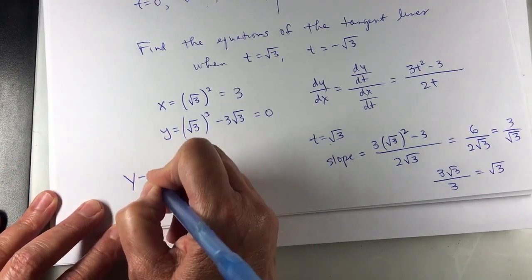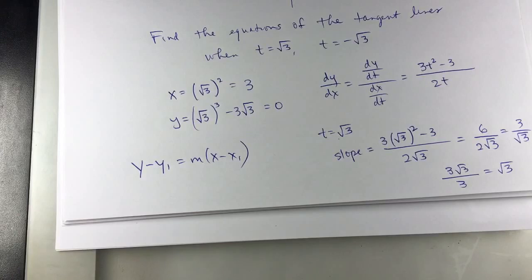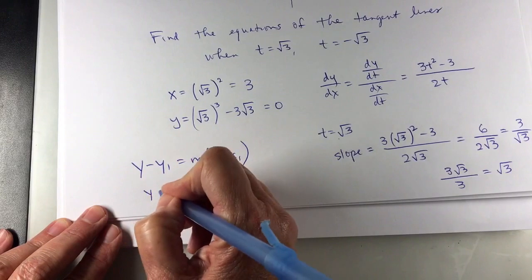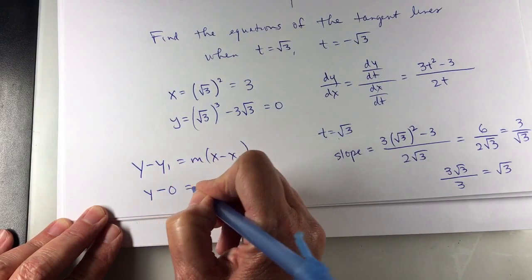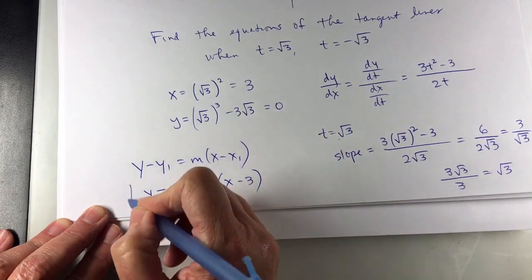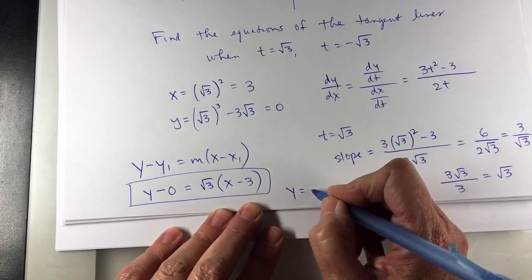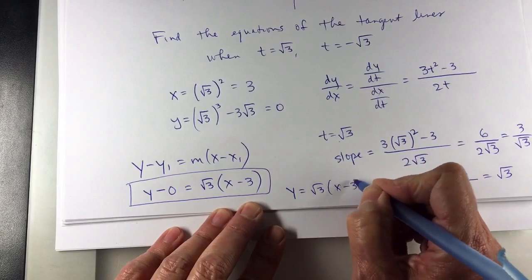Remember, y minus y1 is m times x minus x1. Remember that guy, your best friend from probably last semester? Y minus 0 is the square root of 3 times x minus 3. And you don't need to write y minus 0. I wrote it because I want you to see where I'm getting the numbers. That's the point that this graph is passing through. So you could just write y equals the square root of 3 times x minus 3.